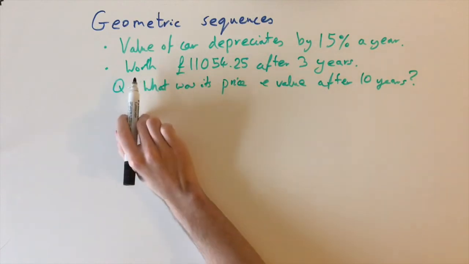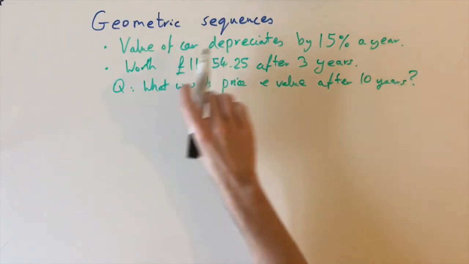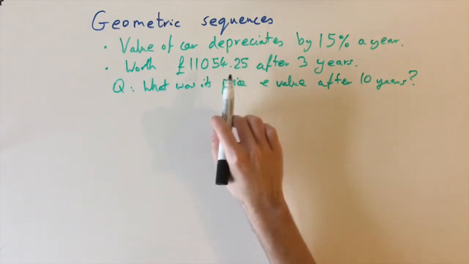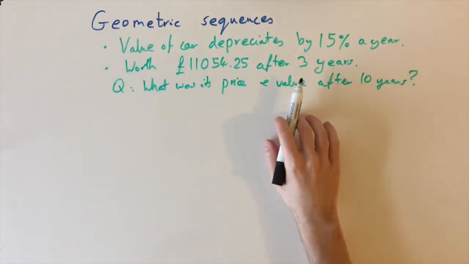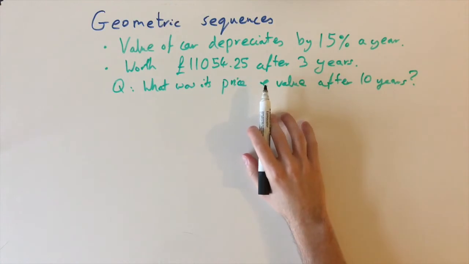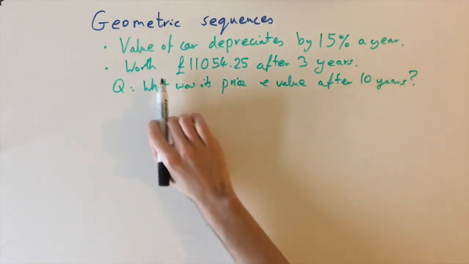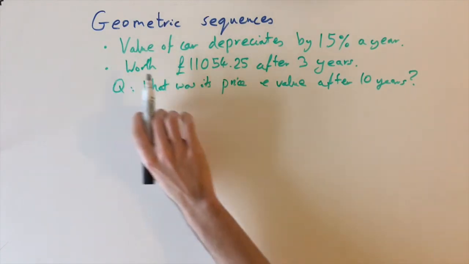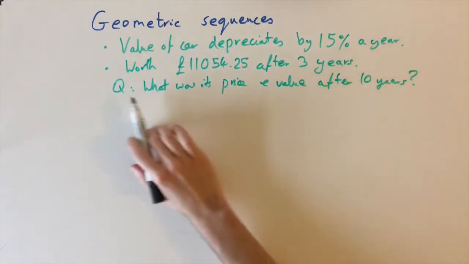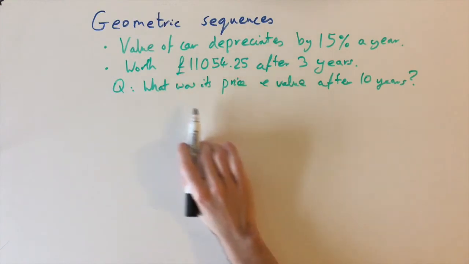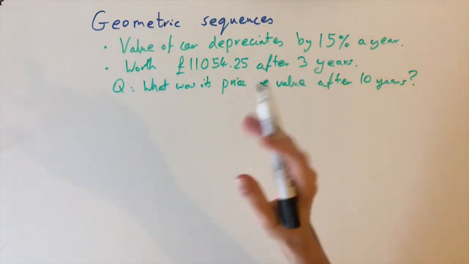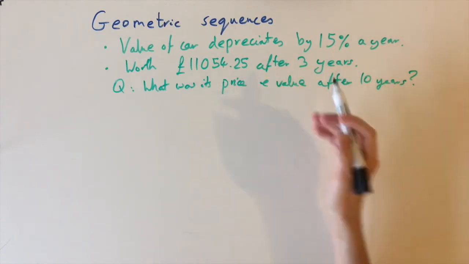And then we're also told that after 3 years, the car is now worth about £11,000. So £11,054.25, pounds and pence, whatever unit of money you want to use. So these are the two bits of information we're told. We need to translate this into geometric sequences so that we can answer this question, which is to work out its price at the time you bought it, and also the value after 10 years.